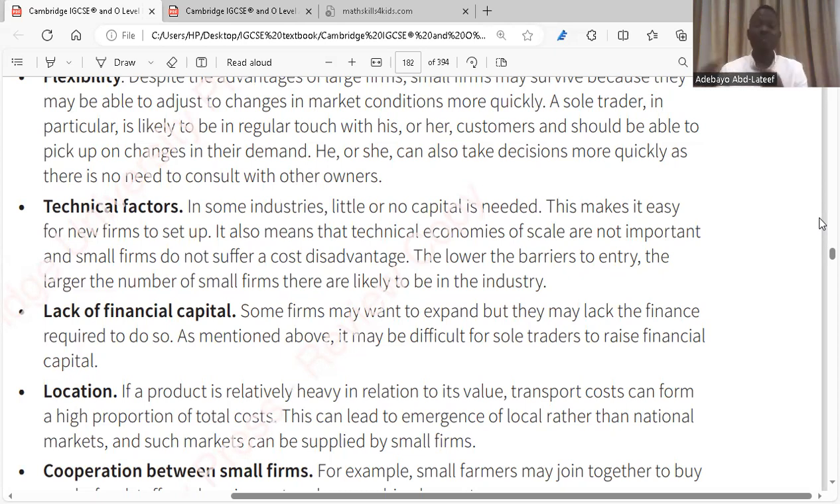So as a result of that, firms might remain small. They don't need so much money to set up. That is the point. Do we get it or not? Yes. Sure. Yes.